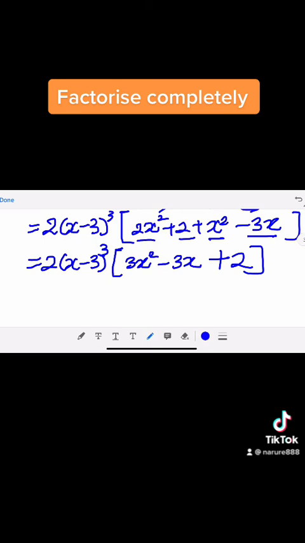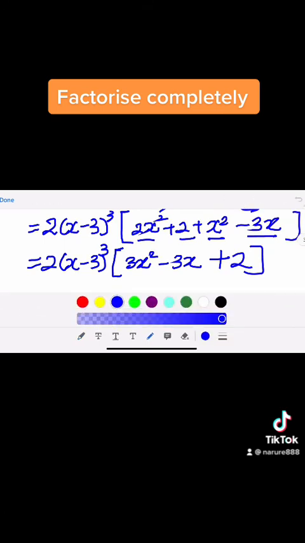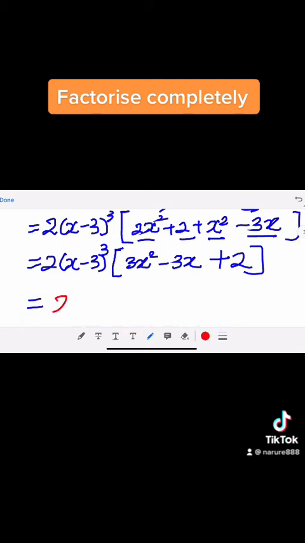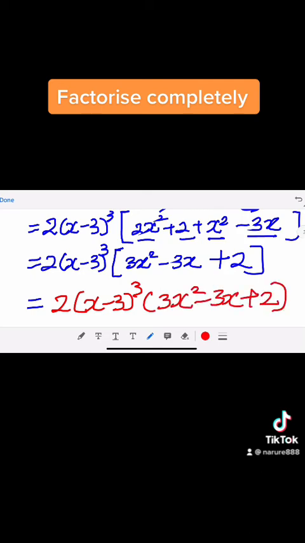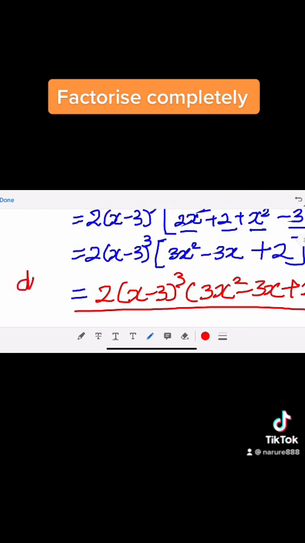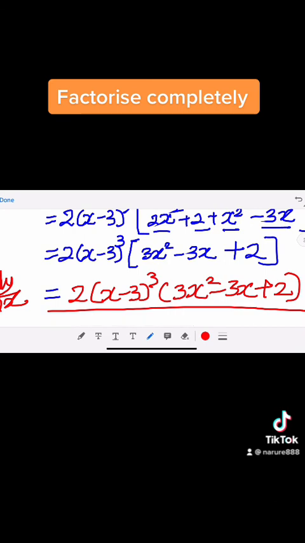So normally the last answer we will write with all the terms multiplied by each other. That's called factorize completely. So in exam, the answer that will be accepted perfectly will be the answer which is completely factorized. Make sure you write your dy/dx here. Alright, so this is the final answer after you factorize completely, and you will get full marks.